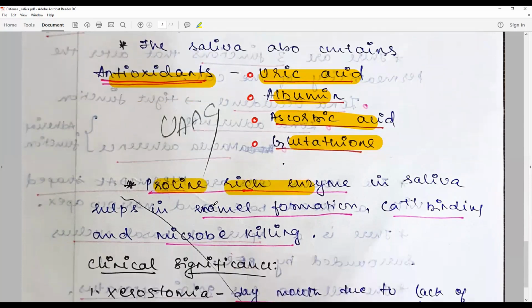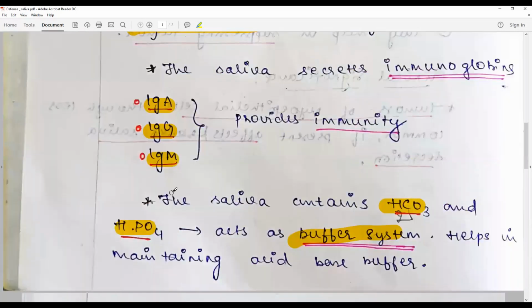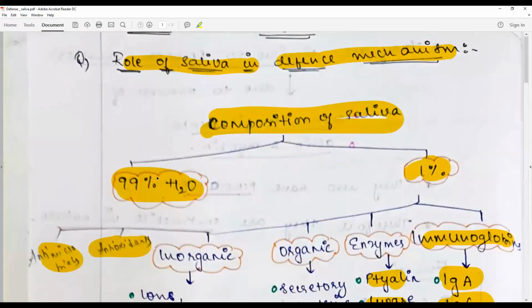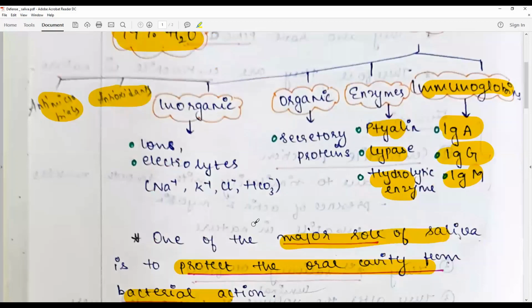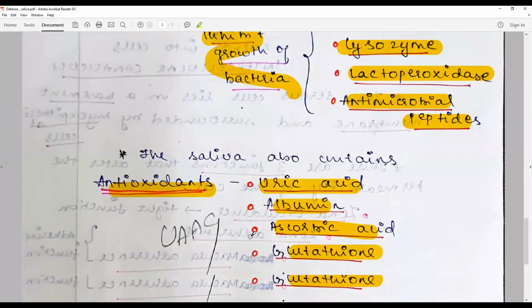Proline-rich proteins in saliva help in enamel formation and remineralization, thereby preventing the attachment of microbes to the tooth, and also play a role in microbe killing. Not only that, the high water content of the saliva, 90%, creates a flow or a flushing out effect of the microbial organisms. That is a very important function.